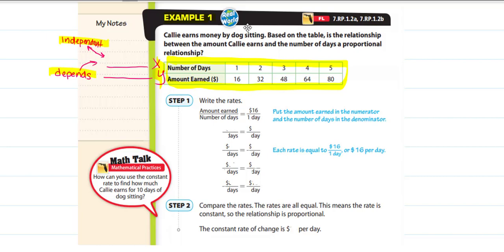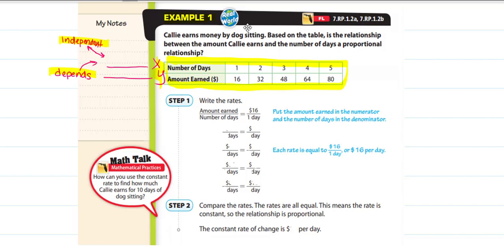All right, so here we have Kaylee. She has a job, and Kaylee is earning money by dog sitting. Based on the table, is the relationship between the amount she earns and the number of days a proportional relationship? Those are our two rates, right? The amount she earns and the number of days. Remember, we start with words. Is that a proportional relationship?